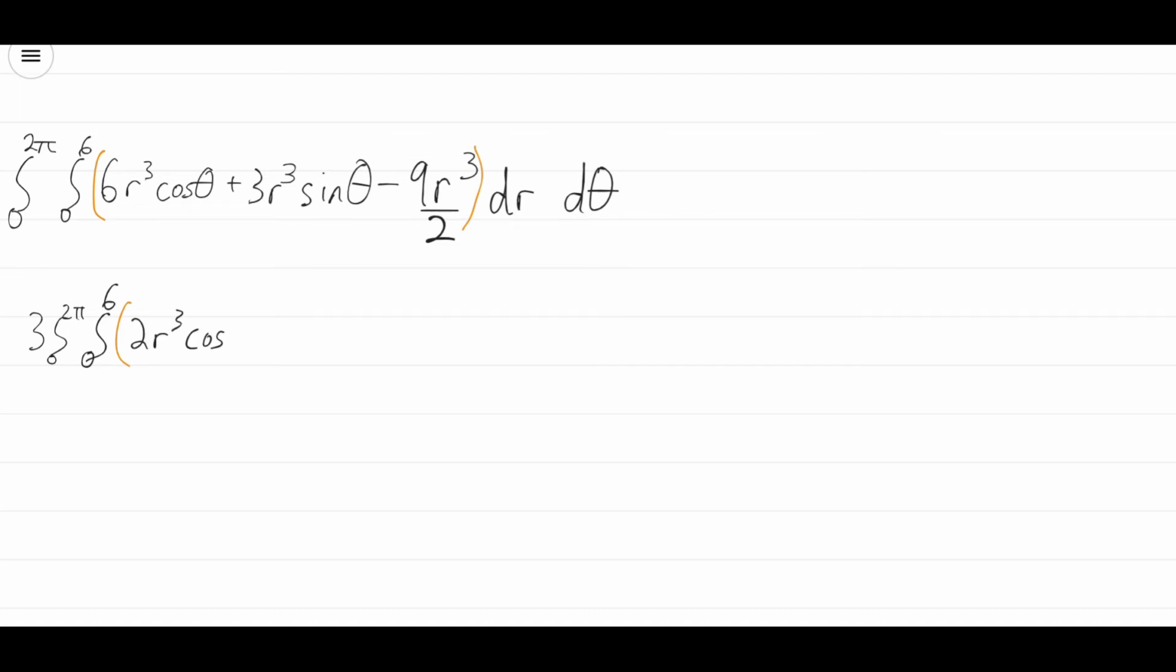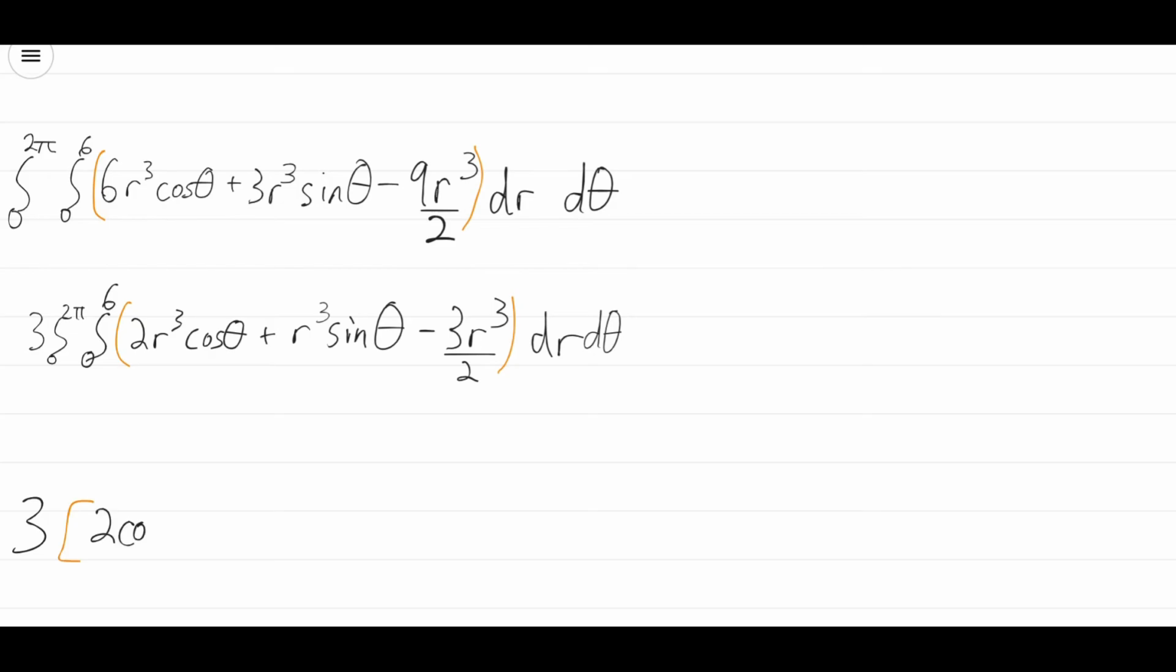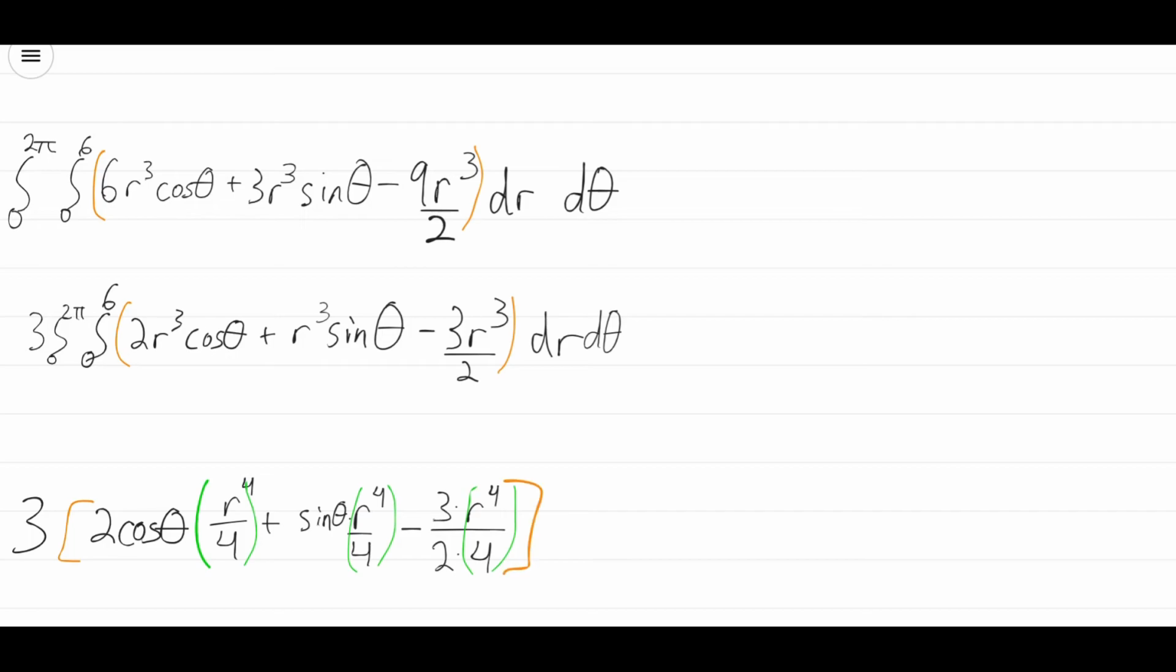And we're left with 2r cubed times cosine theta plus r cubed times sine theta minus 3r cubed over 2 dr d theta. So now we're going to integrate with respect to r. So 3, we're integrating with respect to r is 2 cosine theta, because we treat the cosine as a constant, r to the 4th over 4, plus sine theta, because it's a constant, r to the 4th over 4, because it's r cubed, minus 3 over 2 is a constant, r to the 4th over 4, bounded from 6 to 0.